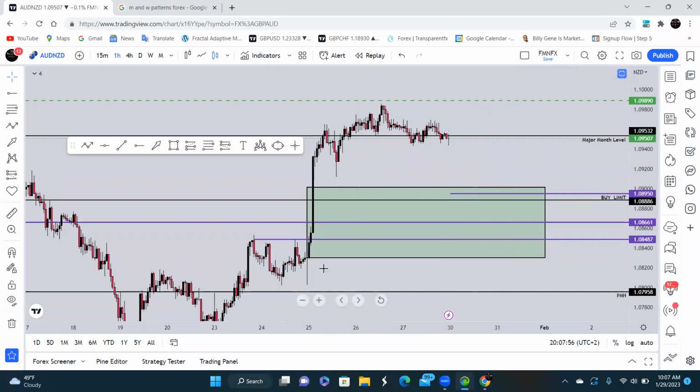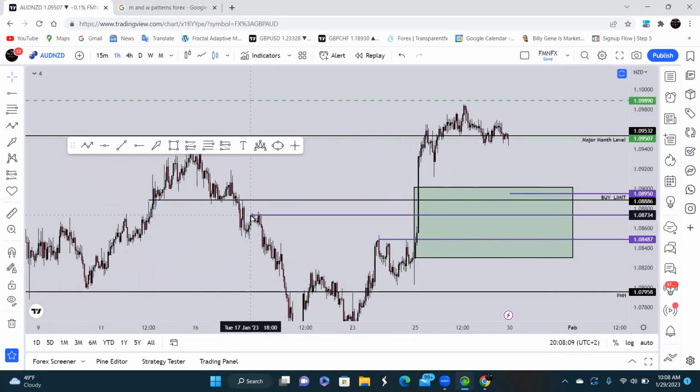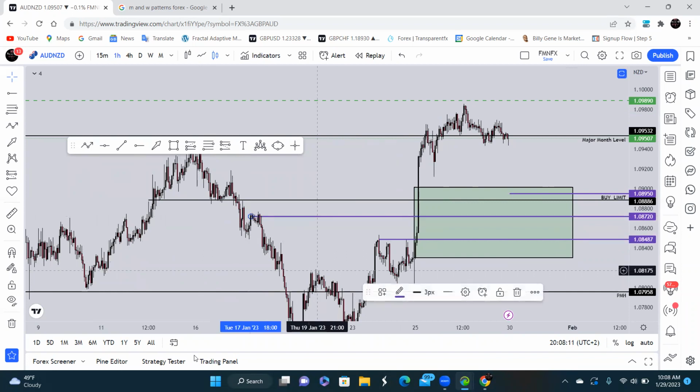This is current price. I took off the replay. All right, what was the next pair that we were potentially going to look over? What was that next pair? AUD CHF. All right.